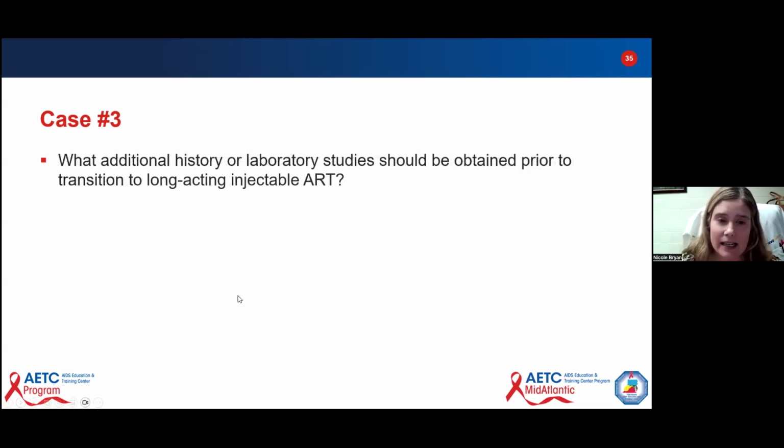As far as any additional history or laboratory studies before we would make that change that you would ask that maybe I didn't give you. And in case you're not as familiar with it, Cabenuva is a two-drug regimen. It's cabotegravir, which is an integrase inhibitor, plus rilpivirine, which is a reverse transcriptase inhibitor. And they're both administered with an injection. So any thoughts about anything else we might do or want to consider or know about?